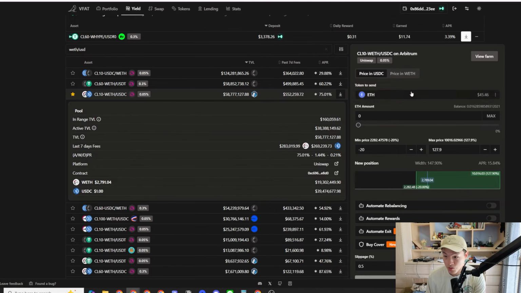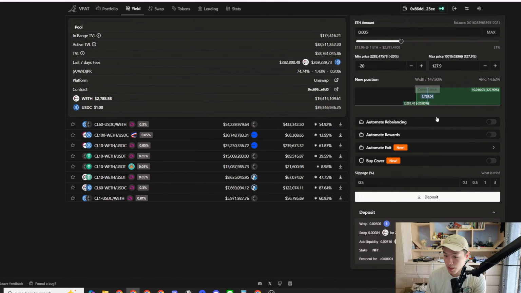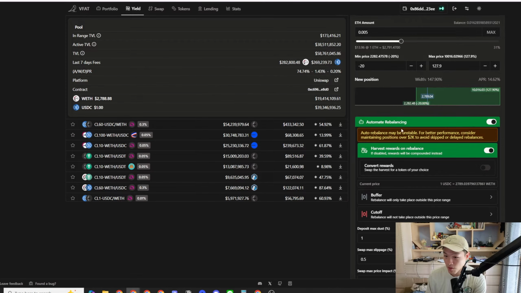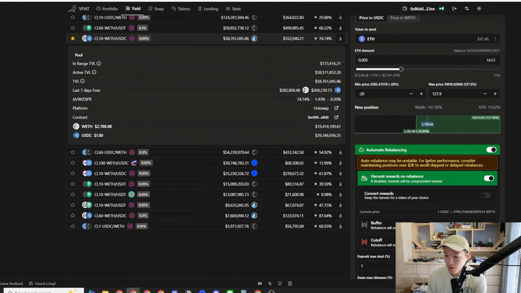And you guys can choose which token you want to send in, right? For example, if I want to deposit Ethereum, I could do that. And I could deposit however much Ethereum I want. Let's do around 0.005 for this example. I'm just going to use a small amount as a demo. And I could basically choose if I want automated rebalancing or automated harvesting and auto compounding. So if I want automated rebalancing, it shows a warning here that I would need at least $2,000 in capital to make it more feasible. So with a very small amount, I wouldn't be using this.